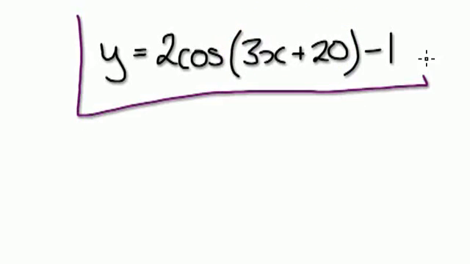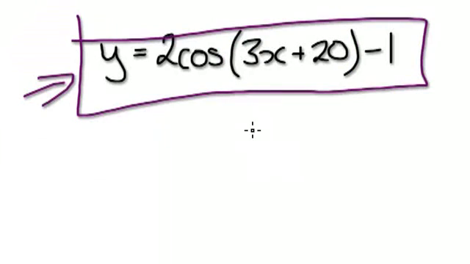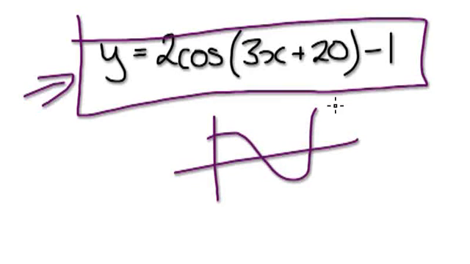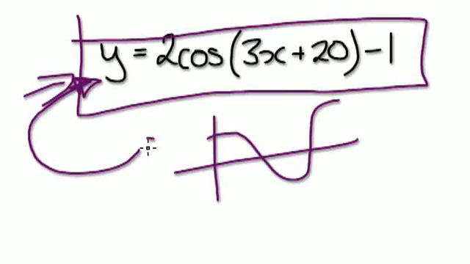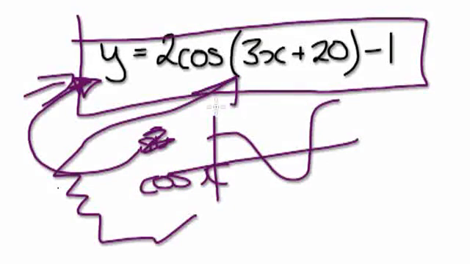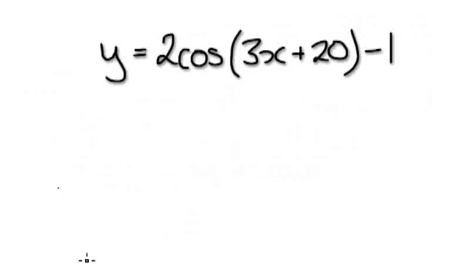Okay, so sketch this graph here. Start out with your cosine of x, and then slowly transform it step by step until you get to this equation here. So start off with cos of x, and then slowly transform it into this whole thing. Okay. So press pause and have a go.